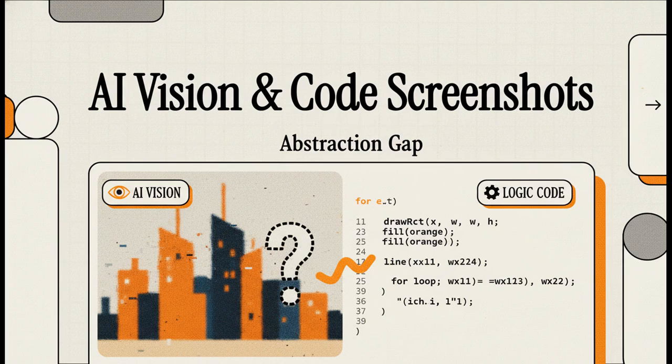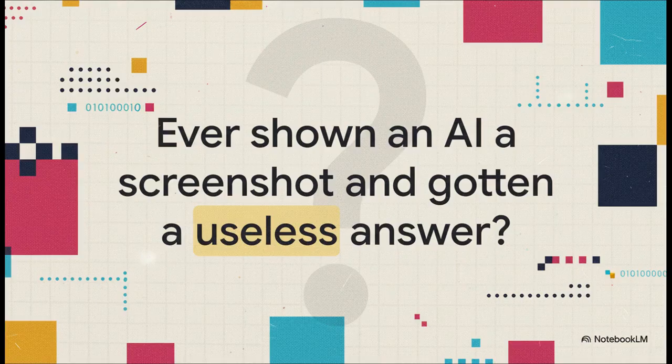All right, let's talk about something that drives developers absolutely nuts. You've got a problem, you show an AI a screenshot of your code, and the answer you get back? Completely useless. Why does this happen? Well, we're about to break it all down. You know exactly what I'm talking about, right?